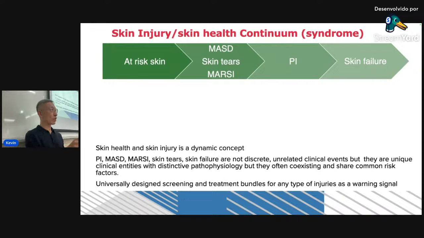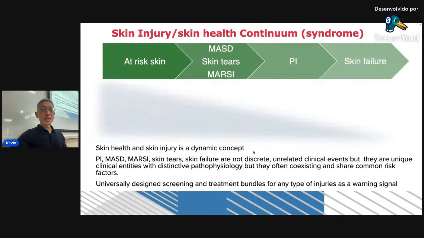So I'd like to describe all those different types of skin injuries on a continuum, from a skin at risk to maybe more minor or superficial skin problems like MASD and MARSI. And then if things are not being done correctly and treatment is not implemented promptly, those individuals can develop pressure injuries and eventually even skin failure. That is another very popular emerging concept.